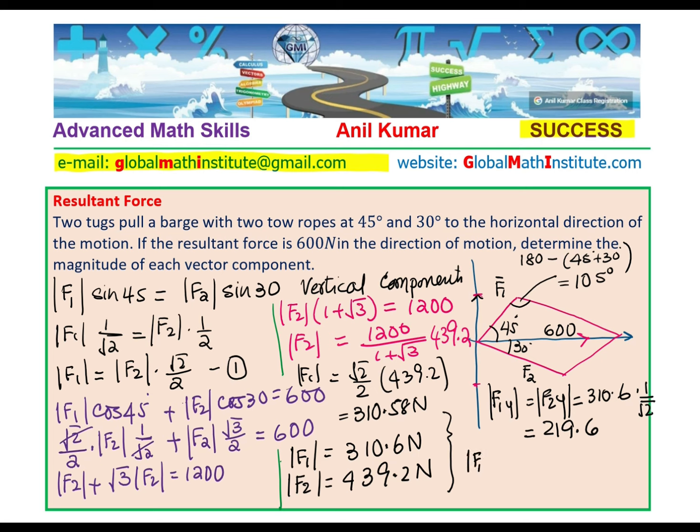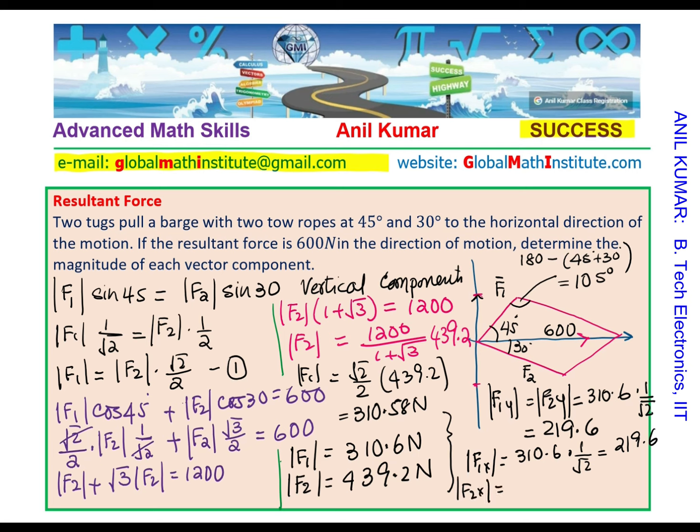The magnitude for the x components are different. So we'll multiply each. So for F1x, it'd be 310.6 times cos of 45, which is 1 over square root 2, which is again same as 219.6 as expected because the angle is 45, correct? Right. And as far as F2x is concerned, it will be 439.2 times cos of 30, and cos of 30 is square root 3 over 2, right?